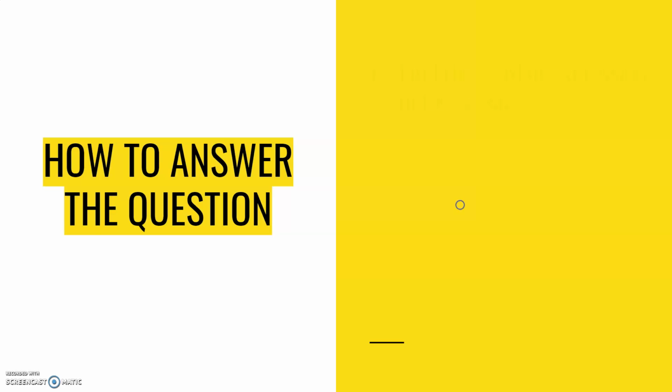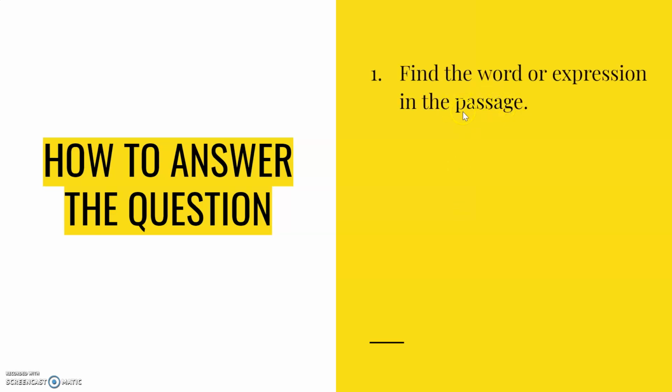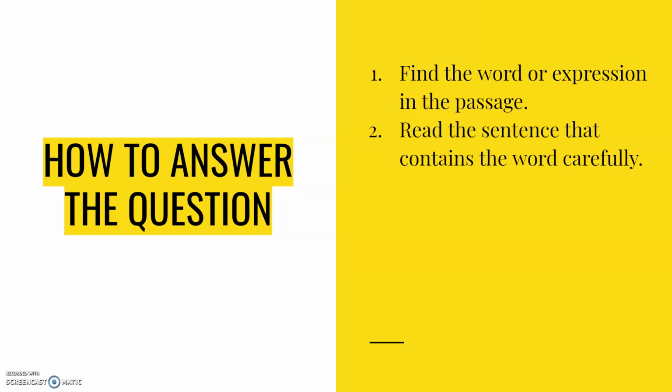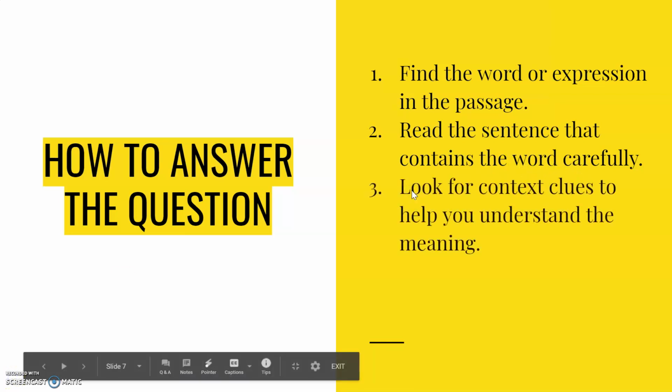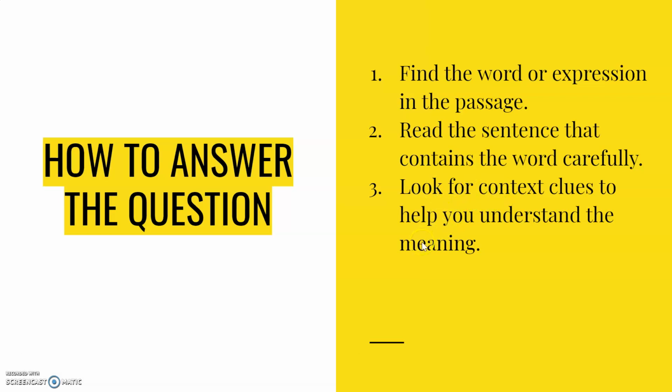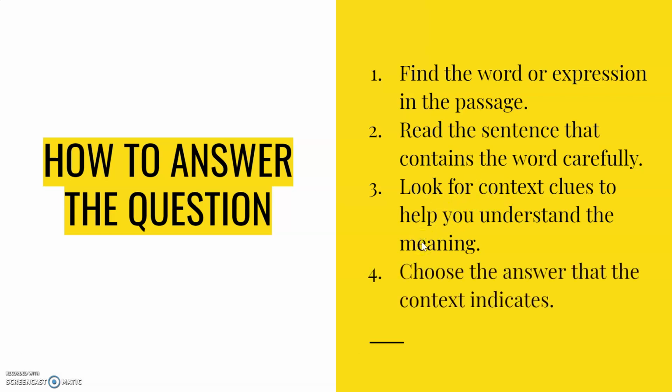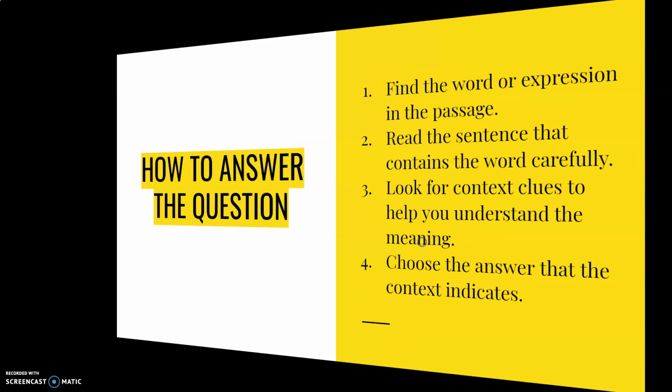And how to answer the question? First, find the word or expression in the passage by scanning for the keyword. In the previous example about geranium, geranium is the keyword, and find that word in the text. And when you have found it, read the sentence that contains the word carefully. Unlike main idea questions, you have to read the sentence that contains the word carefully. Look for context clues to help you understand the meaning. And the last, choose the answer that the context indicates.